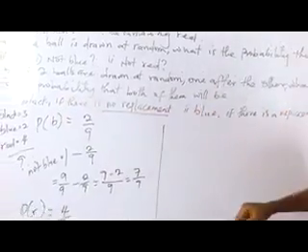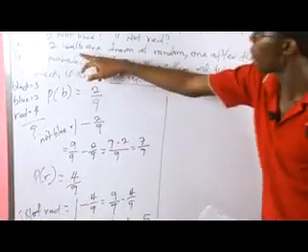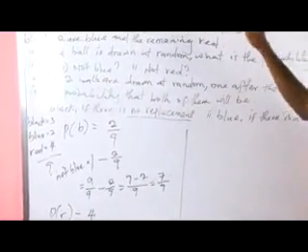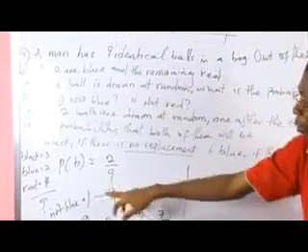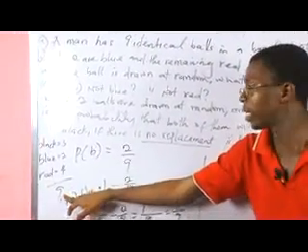Now, what we have here is that 2 balls are drawn one after the other. We are still referring to this particular question. So how many balls do we have in total? We have 9 in total.